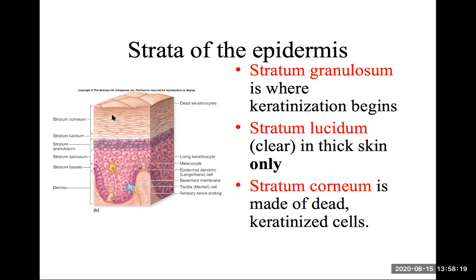And then the last one is the uppermost layer here. Notice these cells are entirely dead, as are the cells from the stratum lucidum. So these dead cells are referred to as the stratum corneum. Think of a corn on your foot. It's a spot where you've accumulated a lot of dead skin. So these dead keratinized cells are going to be the part of the skin that comes into contact with the environment. So if you were to touch your skin anywhere on your body right now, what you're touching are dead cells.